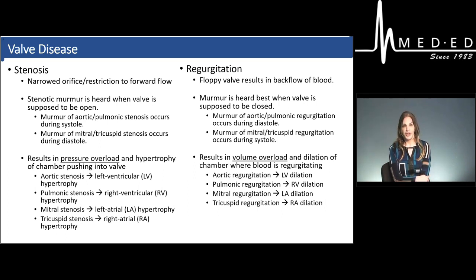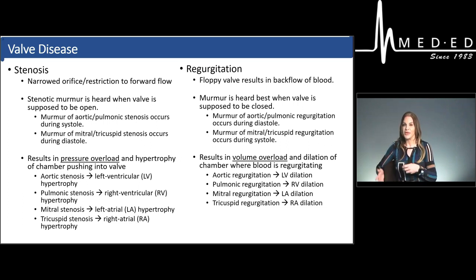Now, regurgitation. Regurgitation is where you've got a floppy valve, it's incompetent, and there's the backflow of blood right back into the chamber where it just came from. So the murmurs here are going to be best heard when the valve is supposed to be closed. Stenotic murmurs we're going to hear when the valve is supposed to be open, and during regurgitation we're going to hear murmurs when the valve is supposed to be closed.